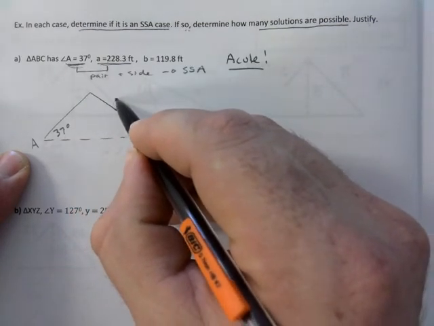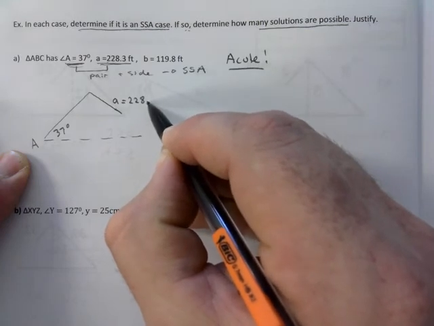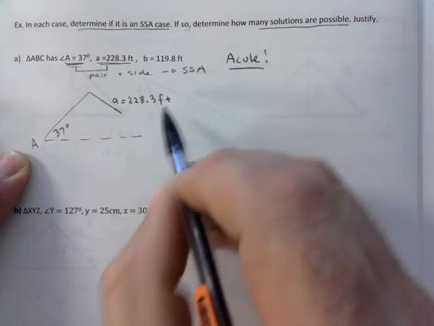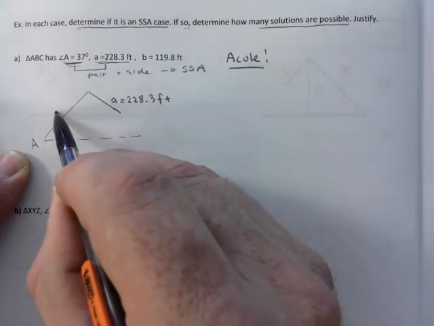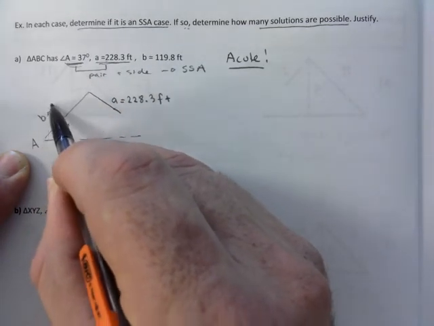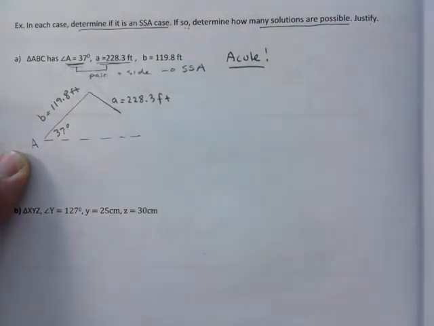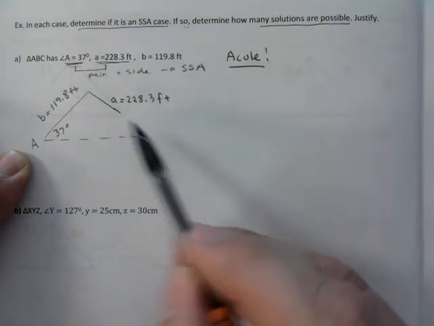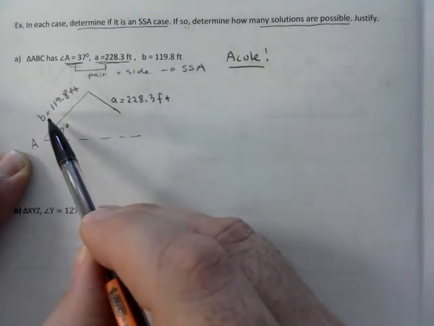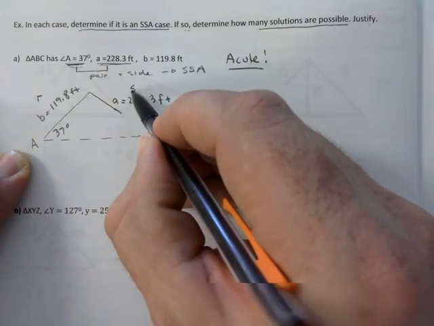So this is side A, which is 228.3 feet. And therefore, I will just make side B be over here. Remember, this is a pair. They need to be across each other. And the other one, you'll just put it over there. We'll make this the rod, and we'll make this the string.